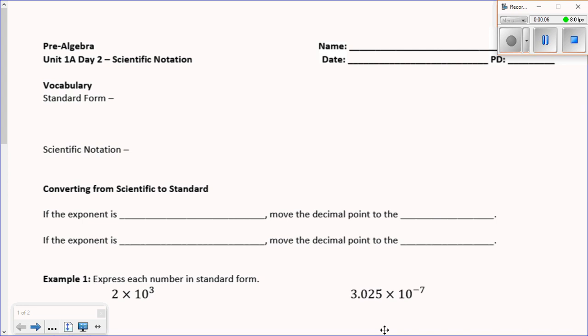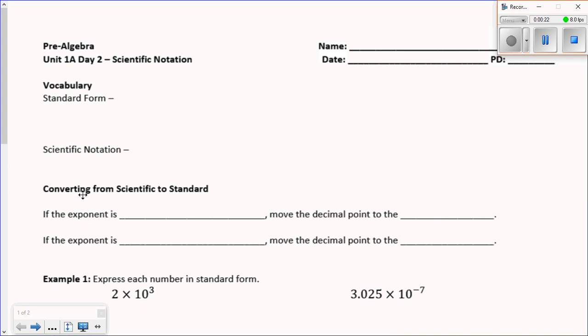Today we're going to be talking about scientific notation. So you probably already did scientific notation last year, or at least got a little intro to it. We're just going to go over that again, and that's really it. Let's go ahead and get started.